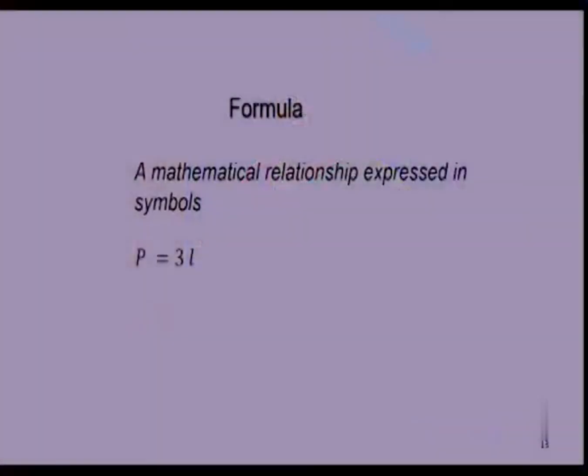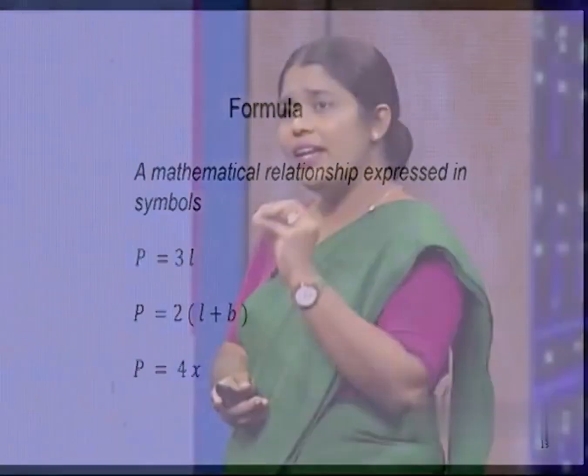Do you know any formulae? Yes, we learned a few formulae in grade 7. P equals 3L, P equals 2 times L plus B, P equals 4x. These are some formulae. These formulae are related to the lesson perimeter. Okay. Now, we are going to build up a formula for our relationship. First of all, you have to select the symbols.